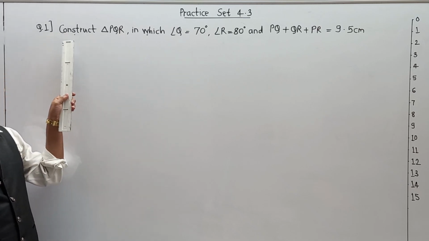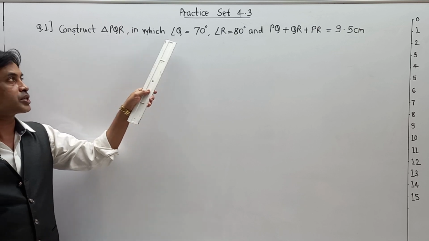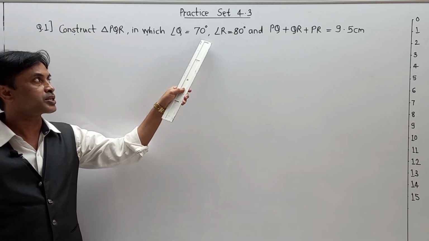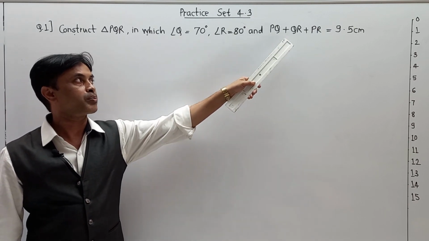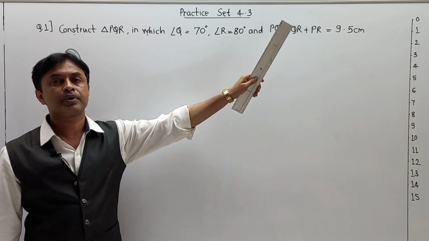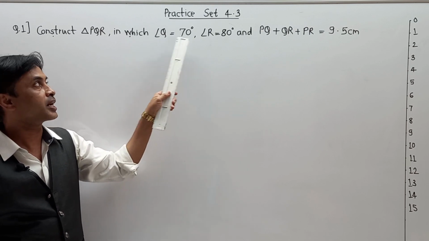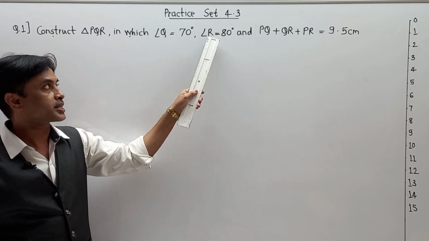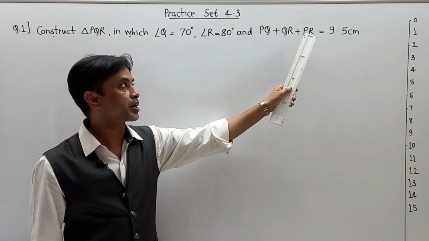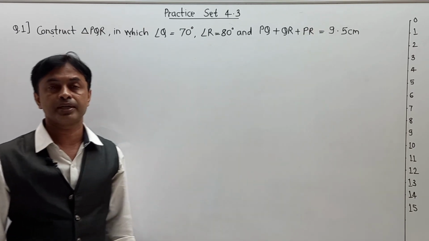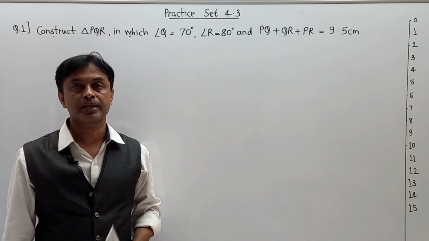For example, question number 1: construct triangle PQR in which angle Q is 70 degrees, angle R is 80 degrees, and PQ plus QR plus PR is equal to 9.5 centimeters. Here, in triangle PQR, they have given the first angle, angle Q is 70 degrees. Next, angle R is 80 degrees, which means they have given two angles. And PQ plus QR plus PR is equal to 9.5 centimeters, which means the sum of all three sides of the triangle is 9.5 centimeters.